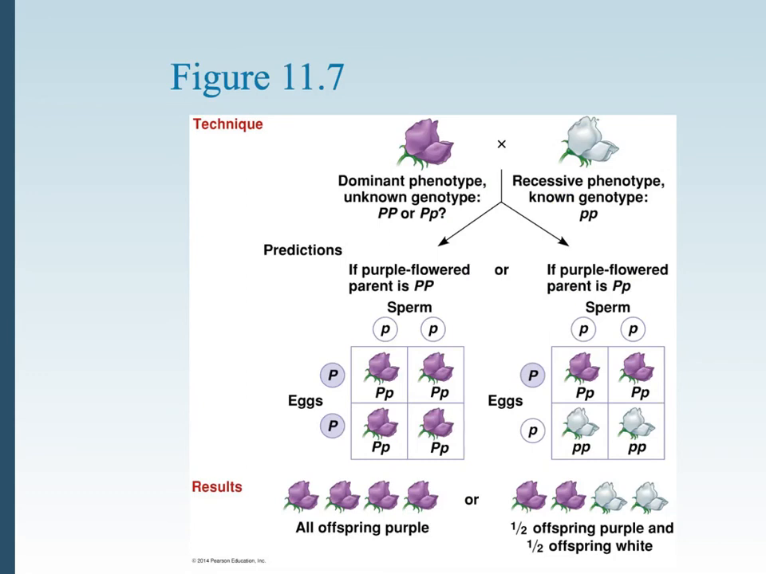Okay, so now what this is showing you is how do we figure out, if we've got an organism with a dominant phenotype, how do we figure out what its genotype is? Because it could be either homozygous dominant or it could be heterozygous, and that could matter. And so what we do is we do what's called a test cross.